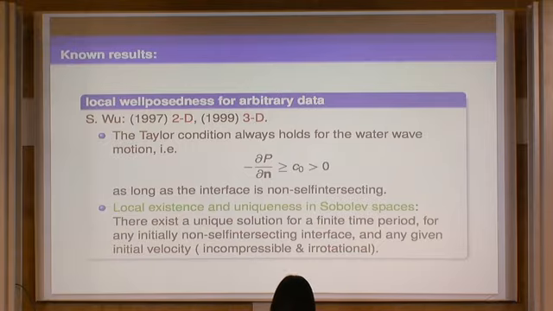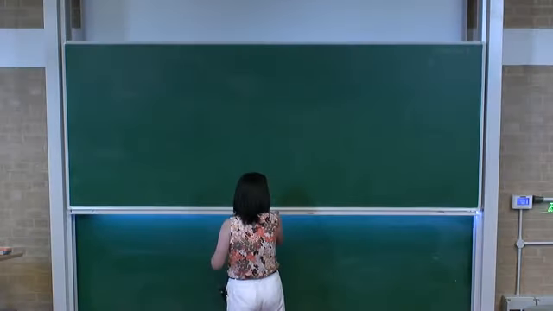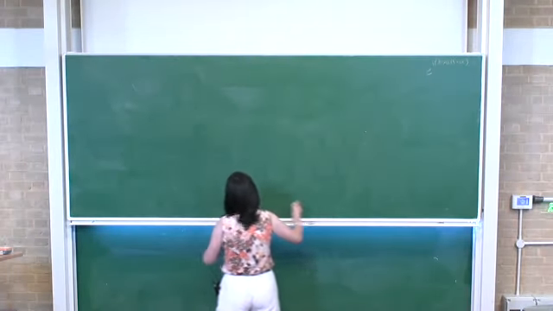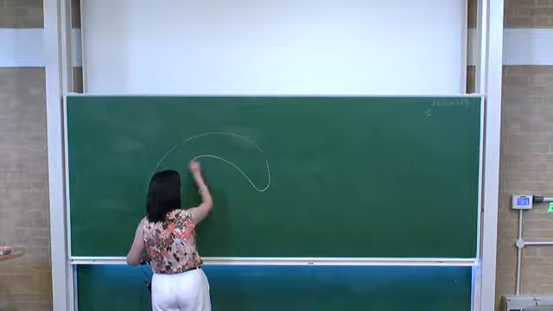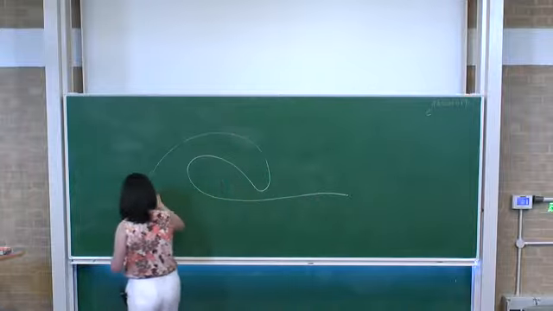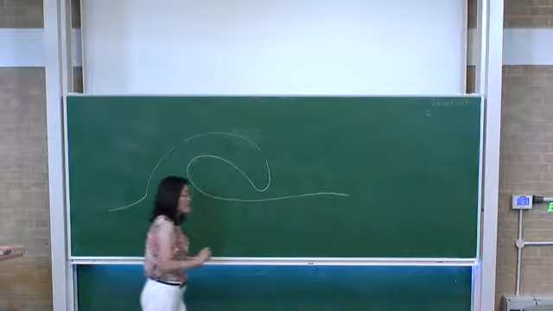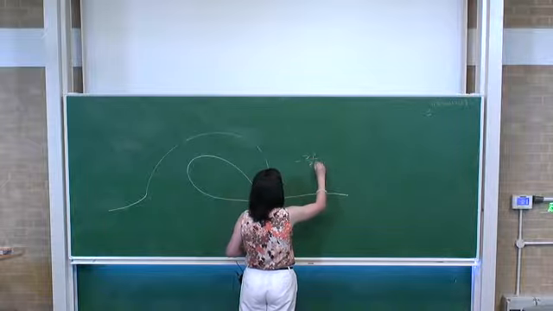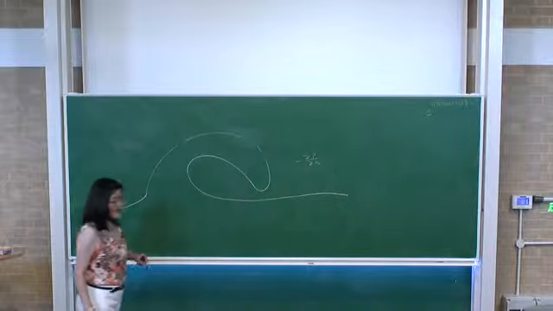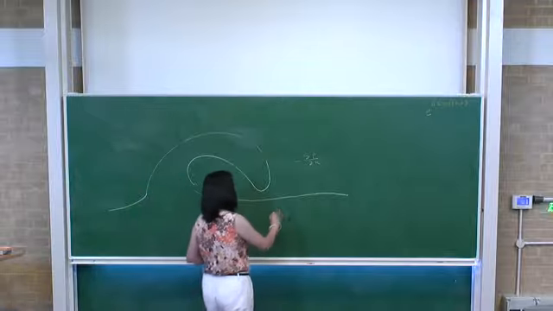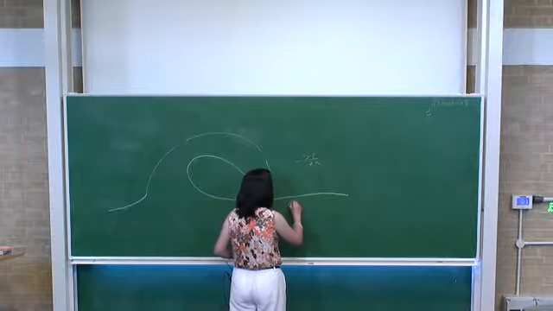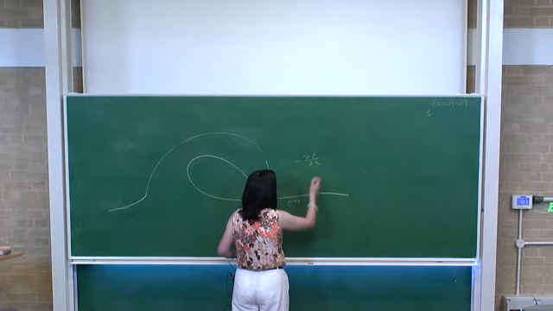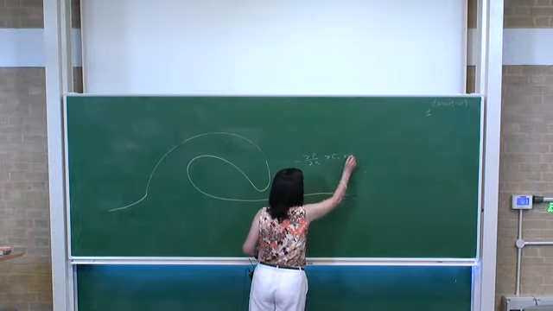even if the wave overturns like this, negative dp/dn is always positive. In fact, I purposely drew it smooth. What we proved 17 years ago is that if the interface is C1, I write C2, but actually it's a little bit more than C1, then there's a strictly positive lower bound.